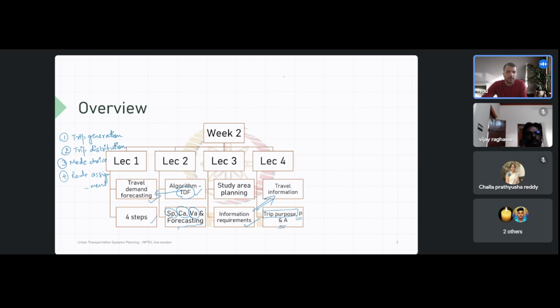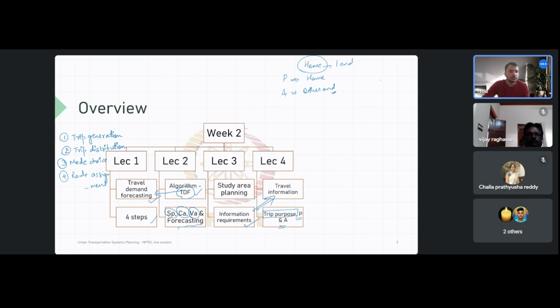I'll just repeat it, although Sir has given enough emphasis on it. Whenever one of the ends of the trip is home, any one end is home, we will always say that the trip is getting produced at home and it will be attracted to the other end. It may be office, market, anything. So whenever one end is home, production will always be at home and attraction will be at the other end.